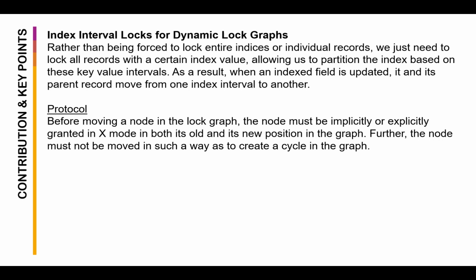So, we need to implement index interval locks, which basically filter the records based on a certain index value and lock those filtered results. In this manner, we can come up with partitions based on the key values available in the records. As a result, when an index field is updated, it and its parent record move from one index interval to another.